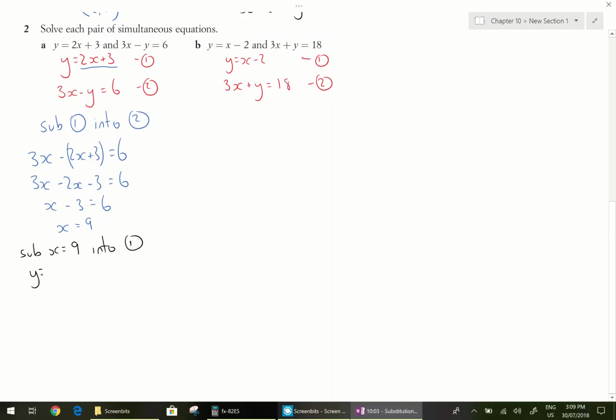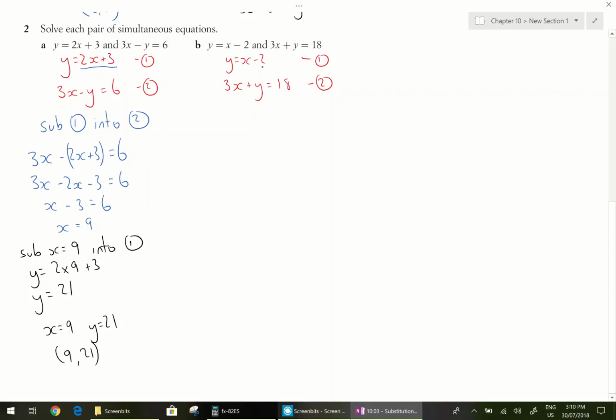So I'm going to substitute x equals 9 into the first equation. So y is going to equal 2 times 9 plus 3. 2 times 9 is 18. 18 plus 3 is 21. So the solution is x equals 9, y equals 21, or 9, 21. Okay, and that's a bit more complex of the substitution method. I'll do question B as well.